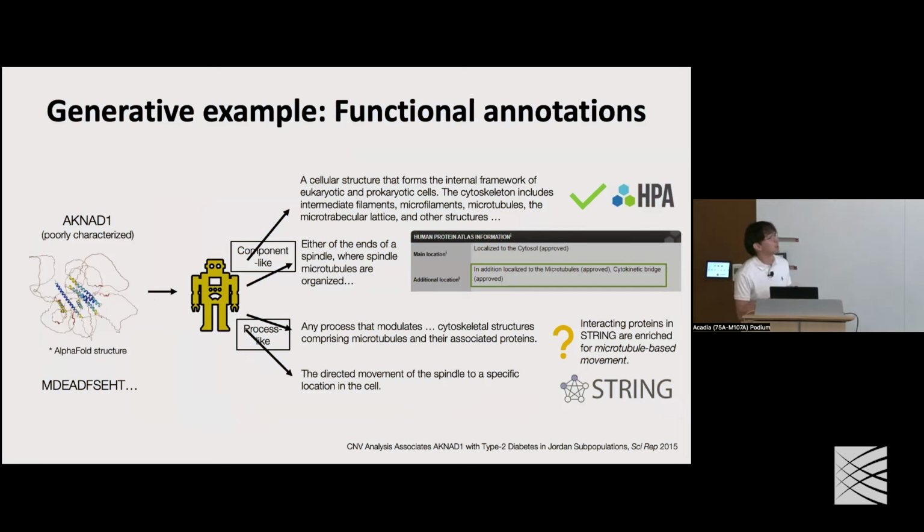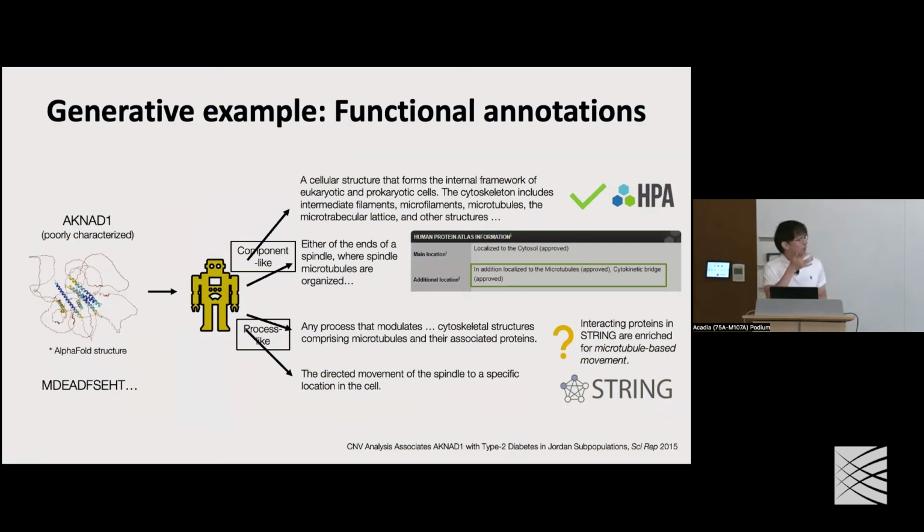And in the second example, we can also attempt to generate function annotations for proteins that are poorly characterized. Here we show this example of AKNAD1, which stands for AKNA domain containing 1. There's no function annotation for this protein across UniProt, Gene Ontology, or Reactome as of yesterday when we made the slides. And so it's definitely not in our training data at all. And there is also no PDB structure, so we input a sequence and AlphaFold predicted structure to the model.